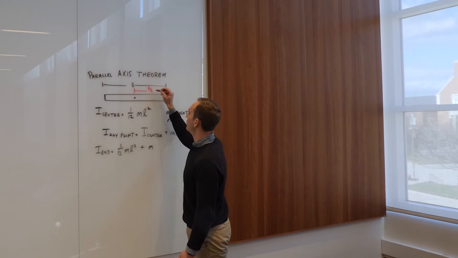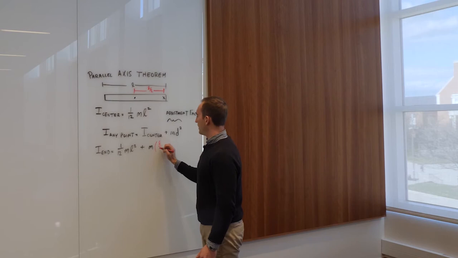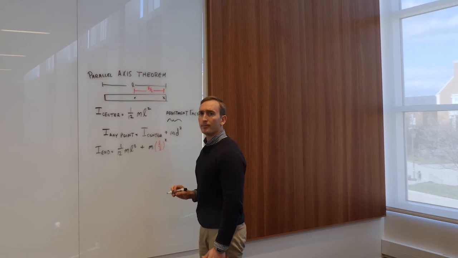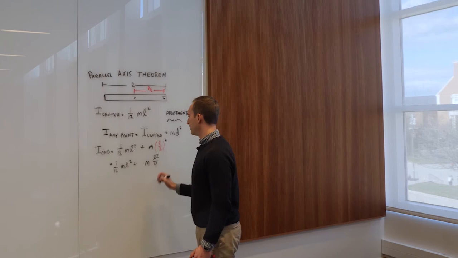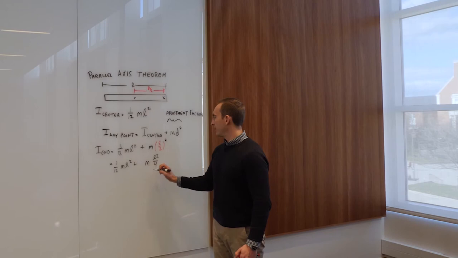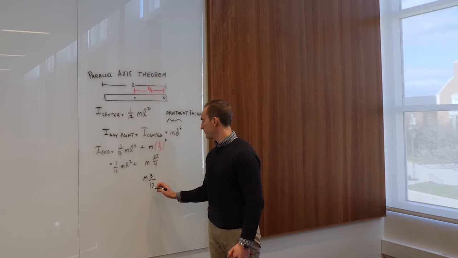So if we were to plug that in right here as our distance, L over 2, and we were to square that term, what we'd get out of this equation here would be that the I about the end would be 1/12 ml squared plus m times L squared over 4. Now, as you can see, we would multiply this by 3 right here, and this term right here would become m times 3 over 12ths L squared.